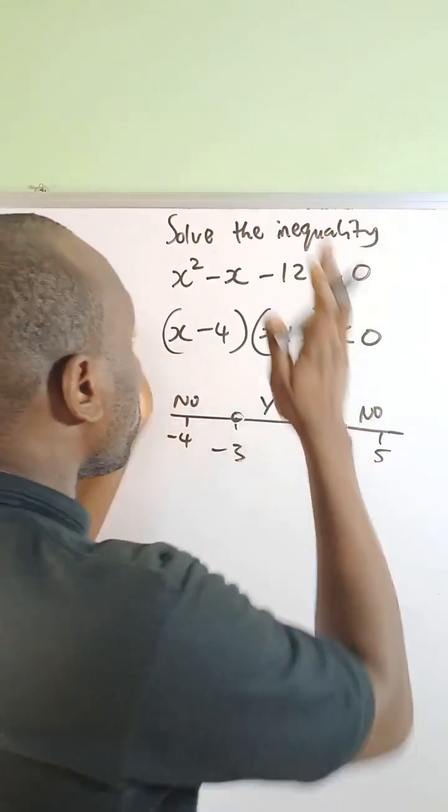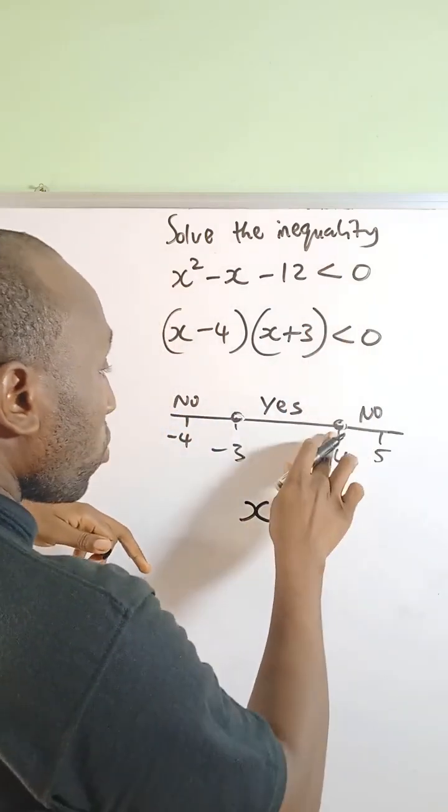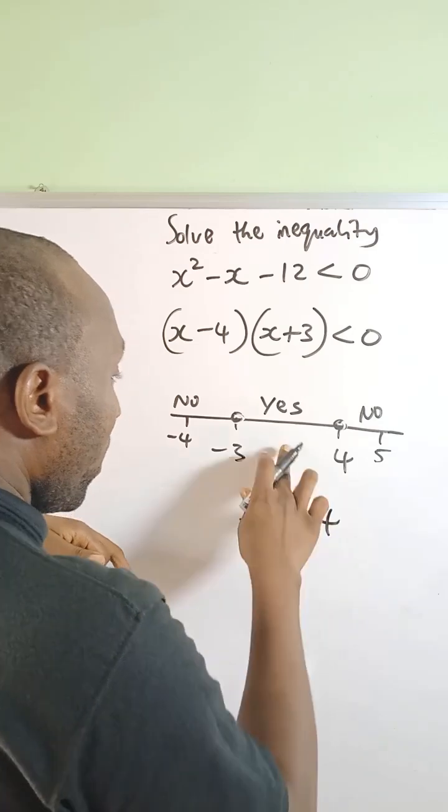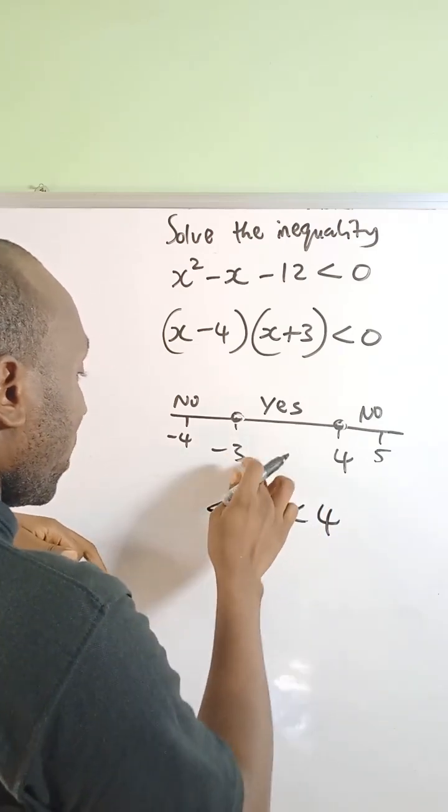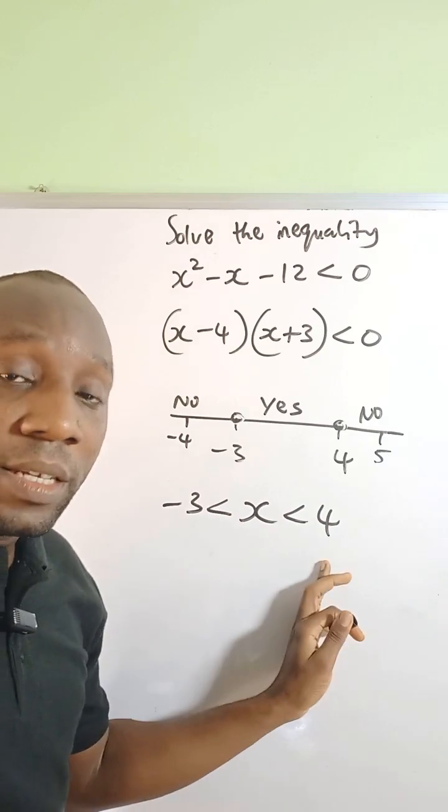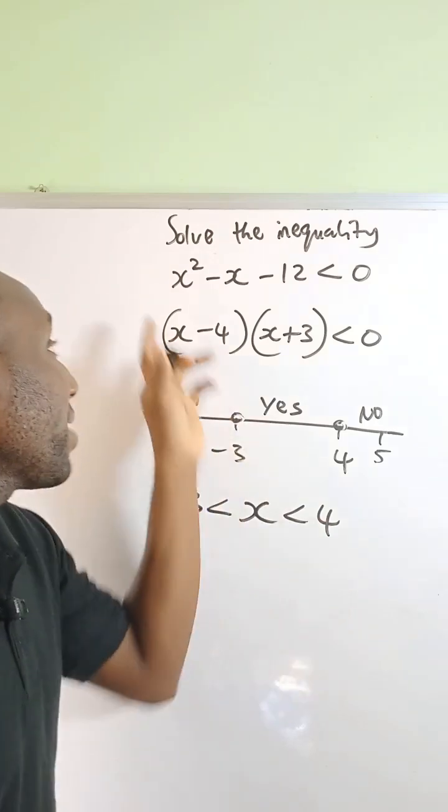Now to write out the solution, x is less than 4, and x is also greater than minus 3. This is the range of values of x that satisfies this inequality.